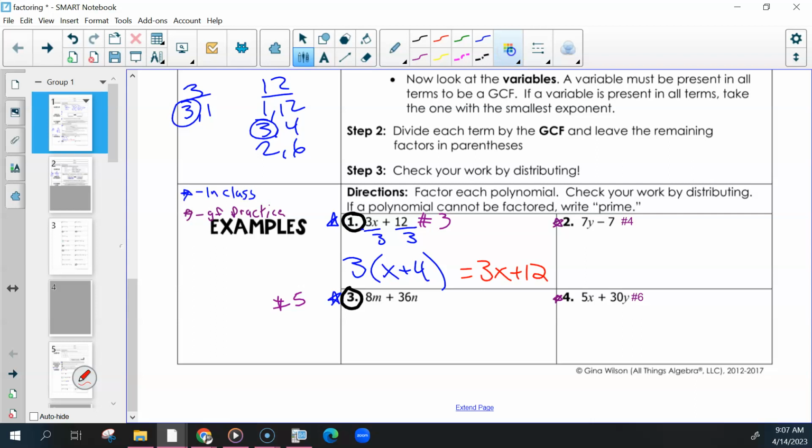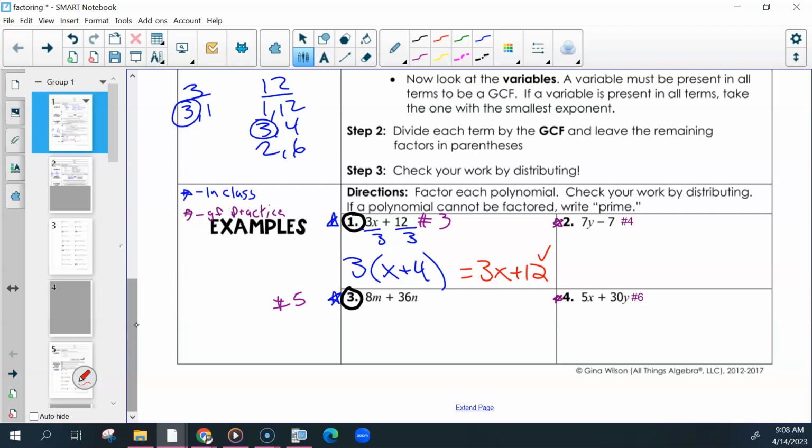And as long as this matches the original, you know you did the right thing. The checking part is not necessary, but it does help. Questions on that? Let's try 2.